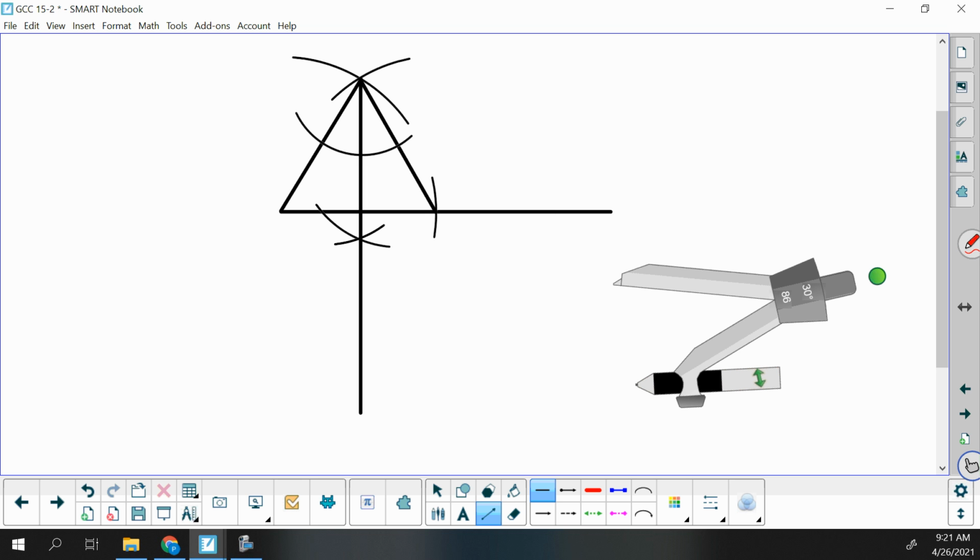And this has just created a 30, 60, 90 triangle, because from our equilateral, we knew this was 60. Because we bisected the angle, these are each 30. Well, now that means there's only 90 left for that angle, so we just created a 30, 60, 90 triangle.